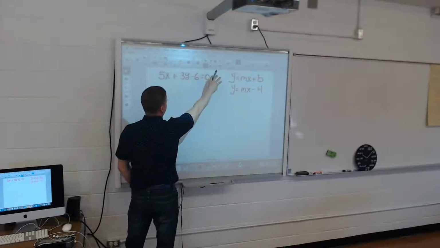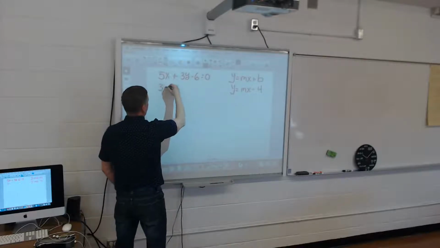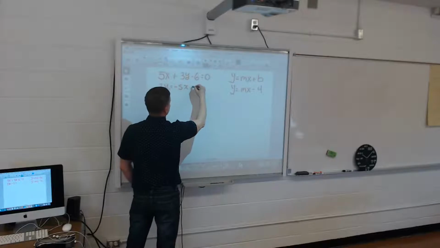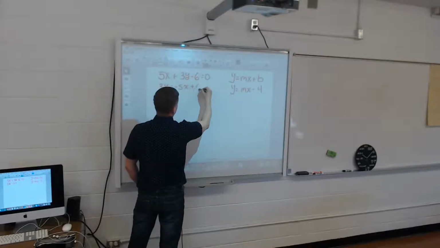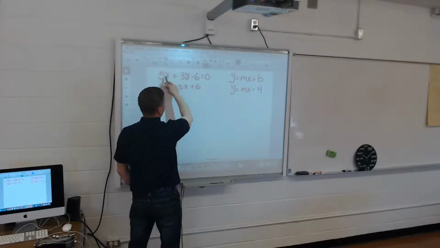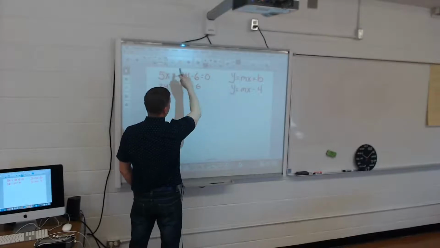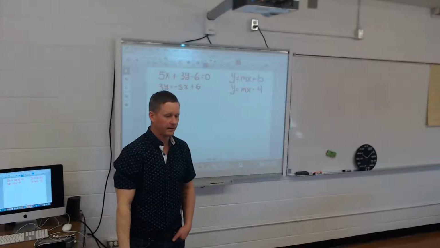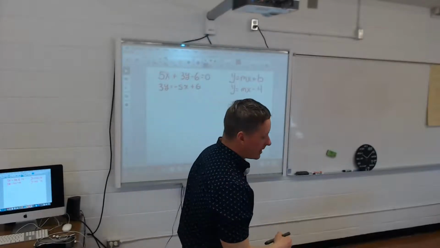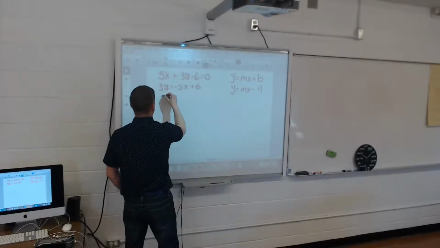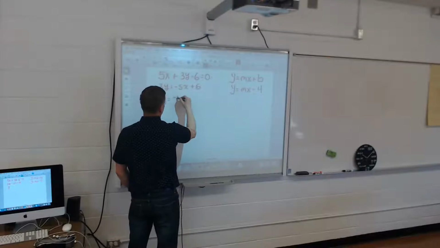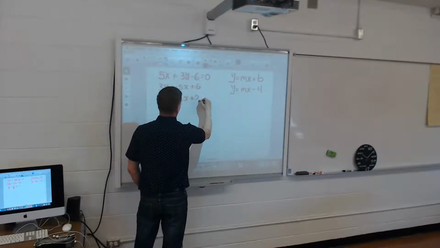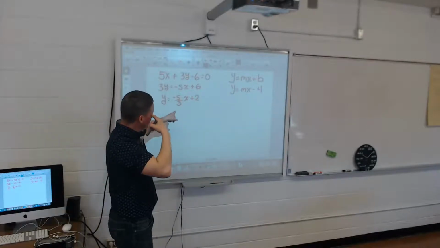I'm going to do that by going 3y equals minus 5x plus 6. So I move the 5x over, and then subtract 6 and move them over to the right. Now I'm going to divide by 3. And what is the slope of this line right here?